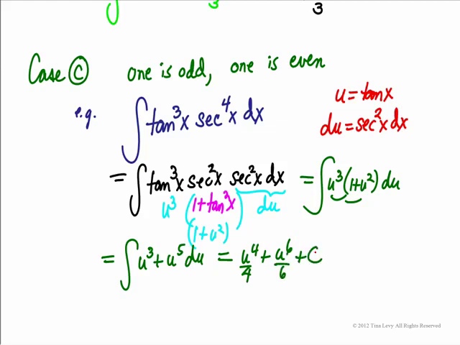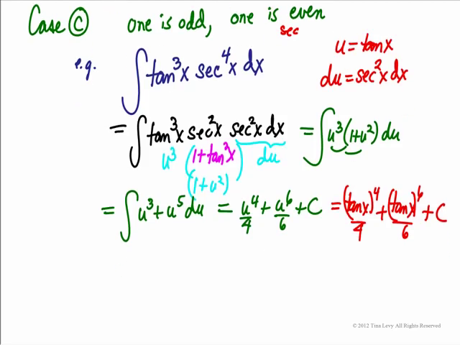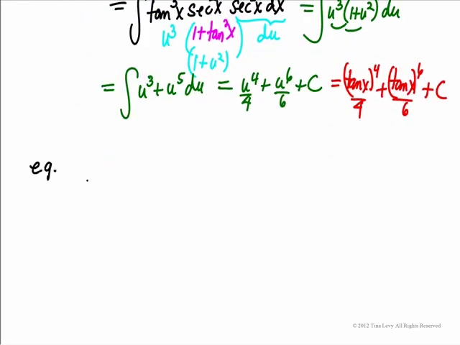So this is just tangent x to the 4th over 4 plus tangent x to the 6th over 6 plus a constant. Worked out very nicely. We're now ready for the example. The first one was where secant was even, but now we're going to do one where tangent is even and secant is odd.